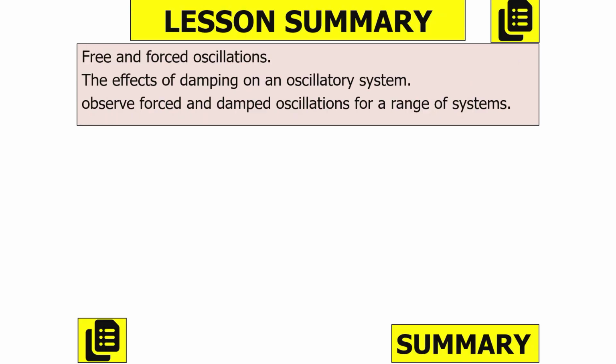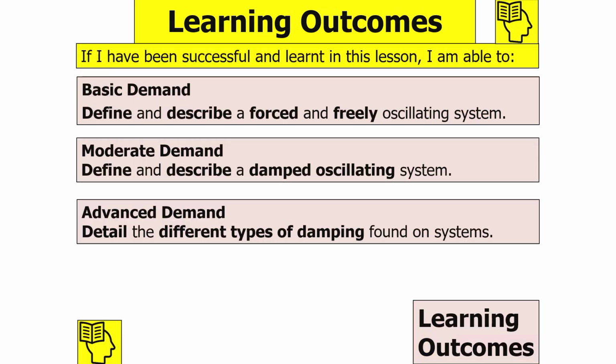So that brings an end to our lesson today. Let us summarise what we've looked at. Free and forced oscillations, the effects of dampening on an oscillating system, and observed forced and damped oscillations for a range of systems. So if we've been successful and we've learned in today's lesson, we should be able to define and describe a forced and freely oscillating system, define and describe a damped oscillating system, and detail the different types of dampening found in systems.